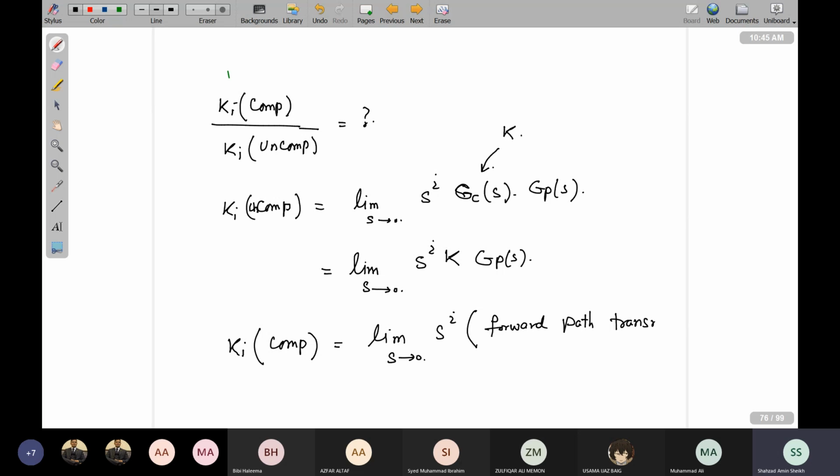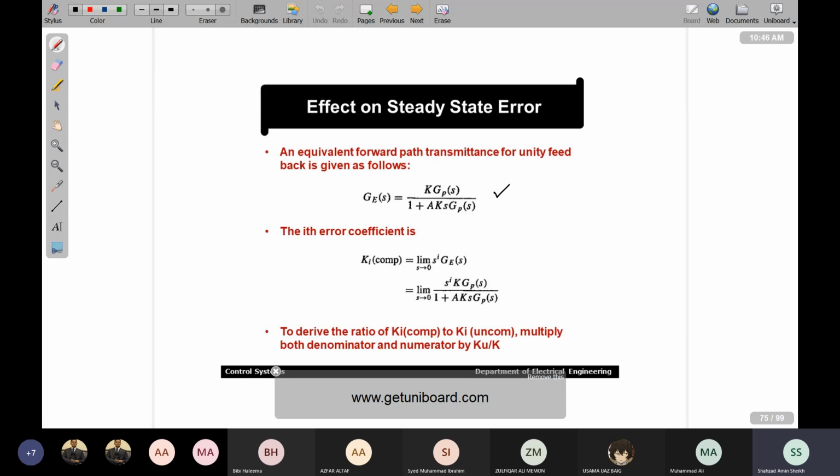Normal पिछले वाले जितने भी controllers थे, उनमें हम Gc(s)Gp(s) was the forward path transmittance, but in this case क्योंकि आप अपने feedback system में transmittance को use कर रहे हैं, so you will be looking for the equivalent forward path transmittance for unity feedback. So in that case, that is this thing. So Ge(s) आप कह रहे हैं कि that is my forward path transmittance for unity feedback.